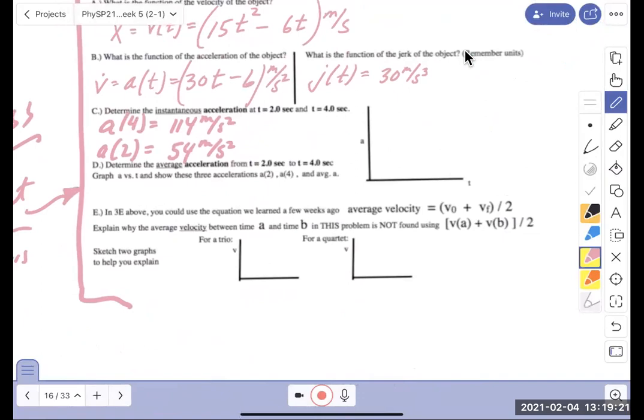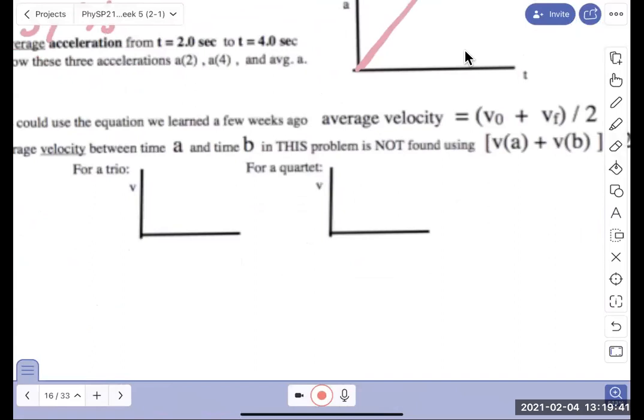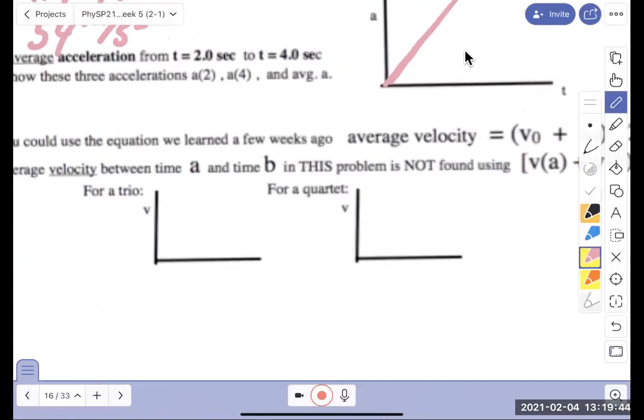If I'm doing a pink quartet, then the acceleration is going to be linear. It's not constant like it is in a trio. It's growing linearly. Here's the main point I'm trying to make with this. With a trio, the v versus t is linear. With a quartet, the v versus t is parabolic. The reason this became a problem is students were using this equation in a quartet situation.